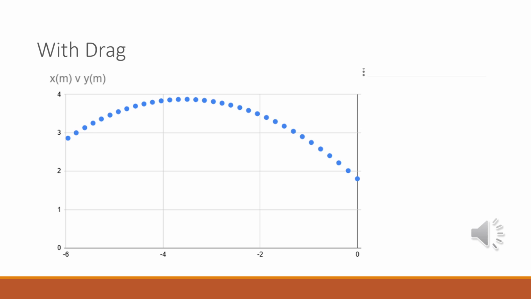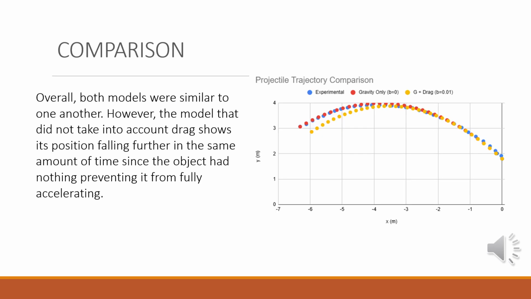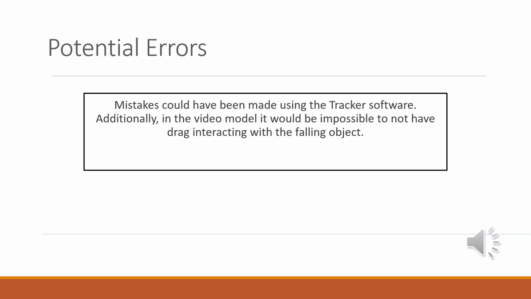We then combined these three graphs into one, and we can see that the model not taking drag into account shows its position falling further in the same amount of time since the object had nothing preventing it from fully accelerating. Getting into some potential errors, mistakes could have been made using the tracker software.